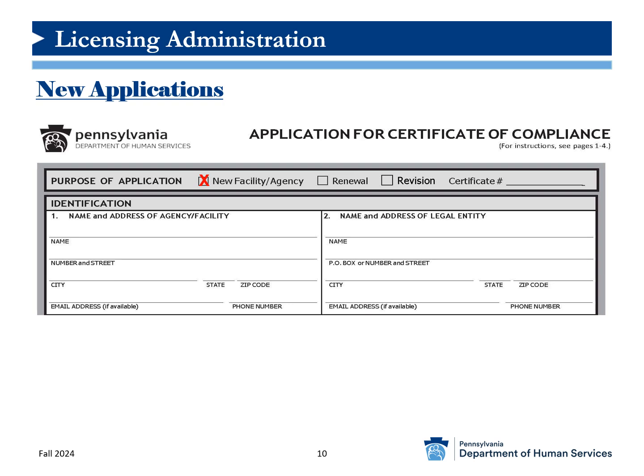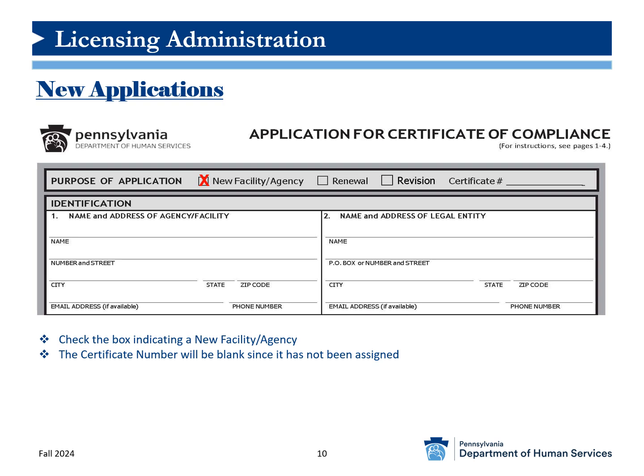For the purpose of this application, you will make a check in the box indicating that it is a new facility or agency. Again, the certificate number will be blank, as it will be assigned when it is going to be issued.